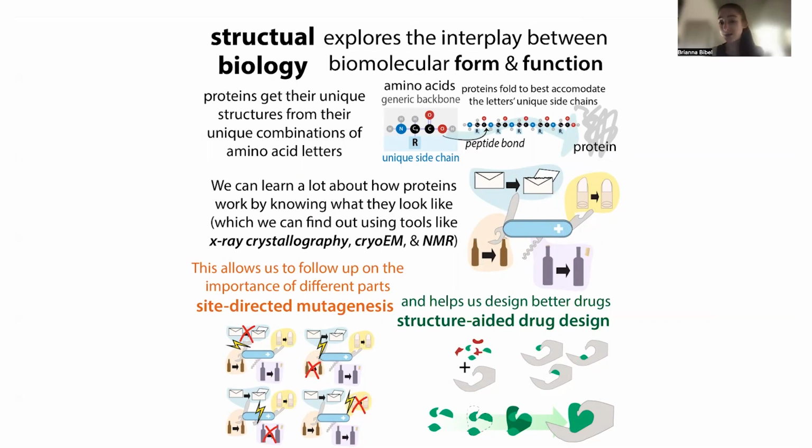And so hopefully this helps you understand why the structure of a protein really is important, where it comes from, and why it matters. So check out structural biology.